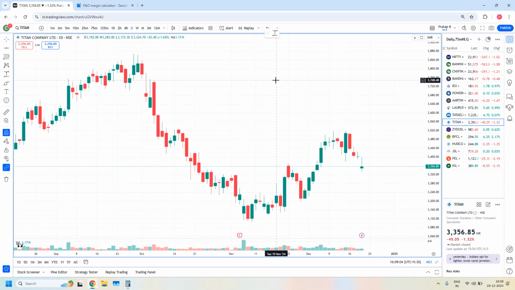Next one is Titan. Titan is also a daily high liquidity supply zone.